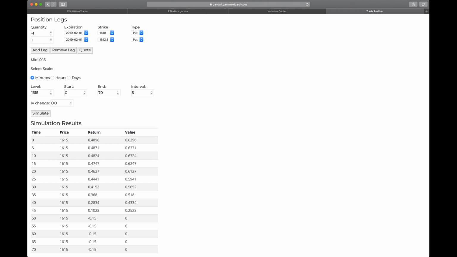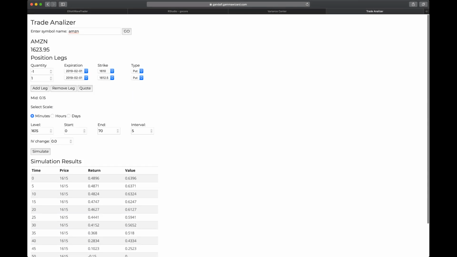But it gives you an idea, and of course you can simulate as complex positions as you want. You can add all the legs that you want to the position. Remember to play with the quantities. Buying, you can use 1 or -1. You can use things other than 1. You can use 10, but remember this: the values will then be scaled by the amount that you're buying. But anyway, this is the little simulator. I hope you enjoy it.